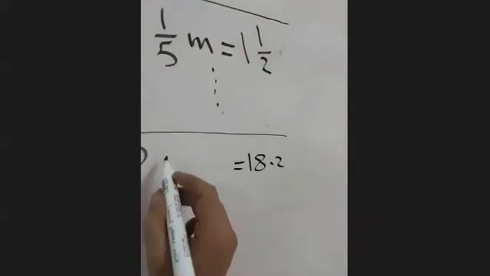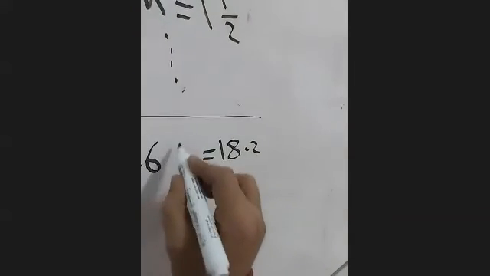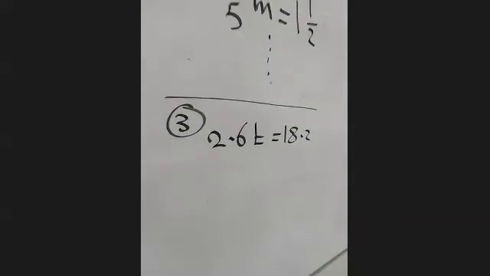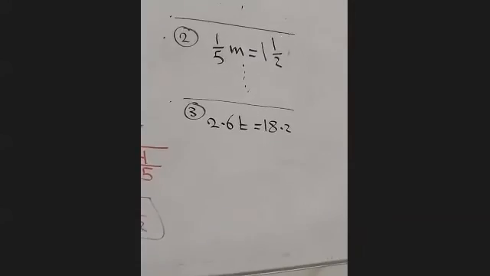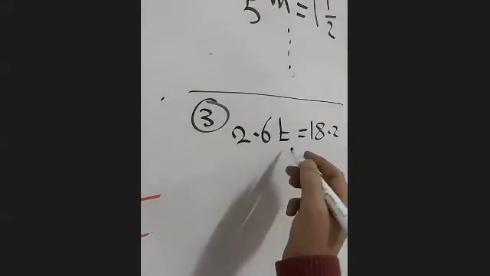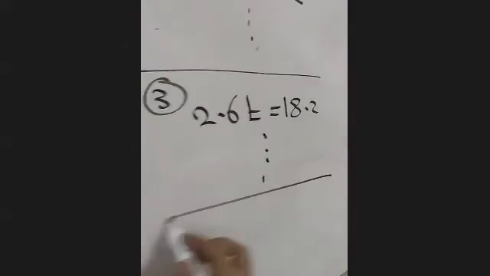How many times? We don't know. So 2.6 multiply T, and the T is the number of the times that he turned around the lake. This is the equation, 2.6 T equal 18.2. What you will do in your home, you will solve it.